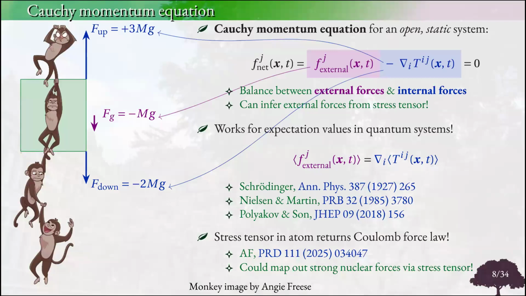This is a classical equation, to be sure, but it also works for expectation values of the force density and the stress tensor in quantum systems, something that has actually been talked about as far back as the early days of quantum mechanics. Schrodinger wrote about it in 1927. And there's been something of a renaissance of talking about stress in quantum systems starting in the 80s in the field of condensed matter physics.